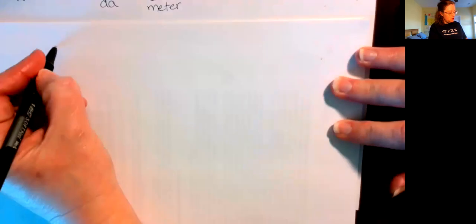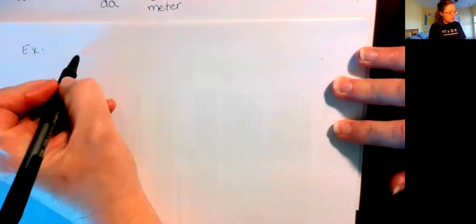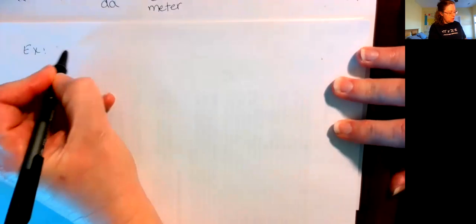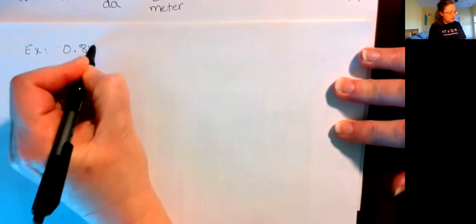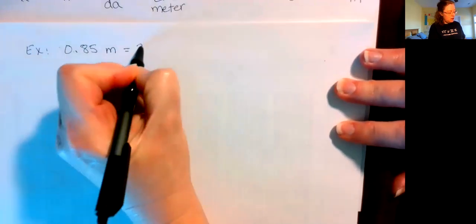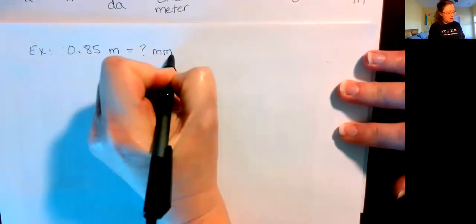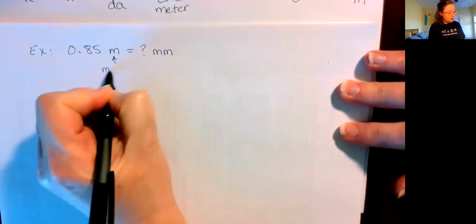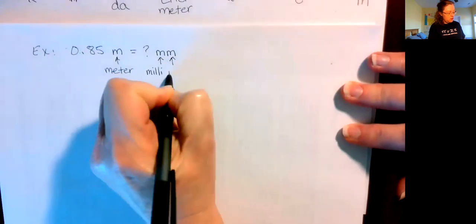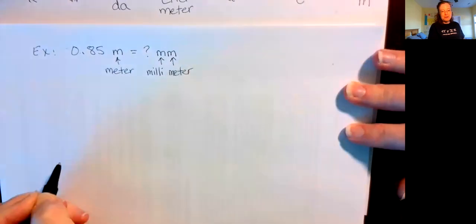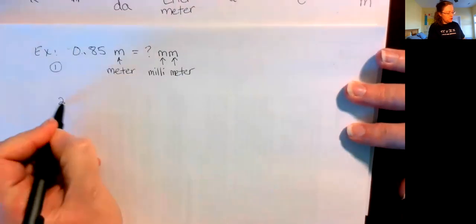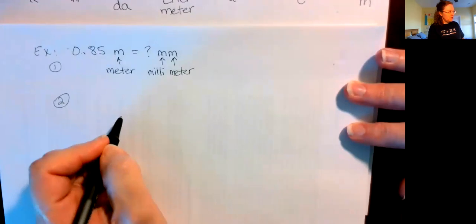So here's our examples. I want you to try going between 0.85 meters, and we want to know how many millimeters that is. Remember, 1 m means meter, 2 m's means millimeter. Then that'll be example number 1. And example number 2, how about we do something with liters?